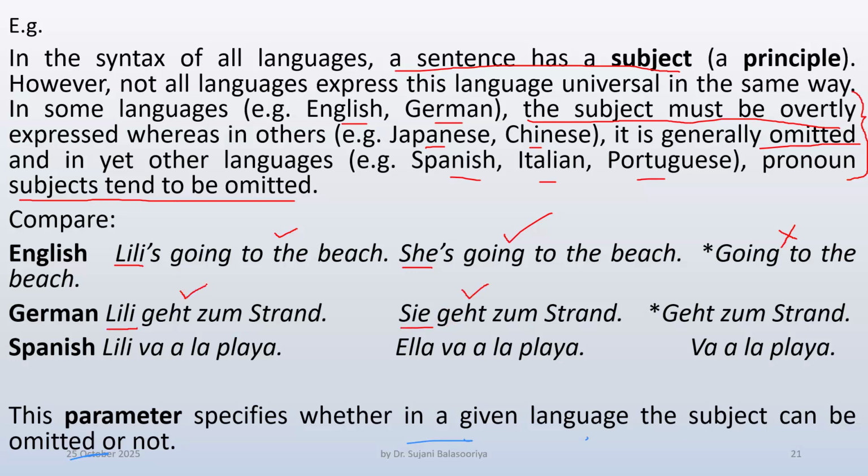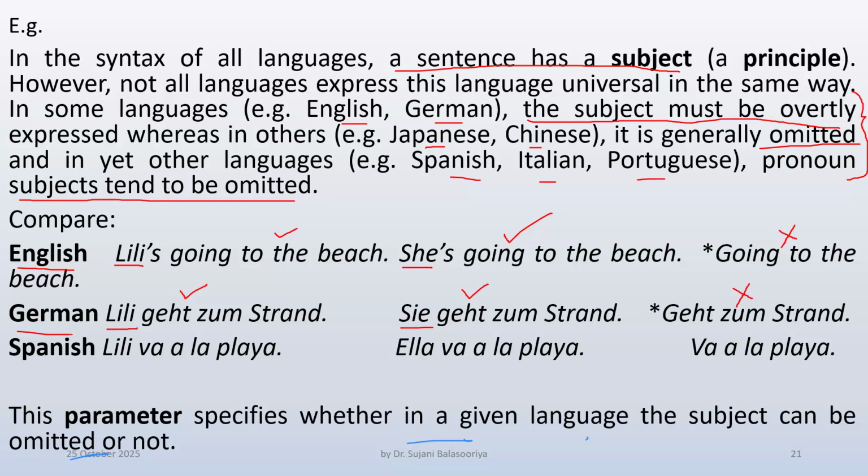It is used. And get zum Strand means just like in English, subject is missing, which is not accepted in German too. So in that sense, English and German both look alike. Both are the same, which means both languages use somewhat similar parameters, which means we have to use the subject.